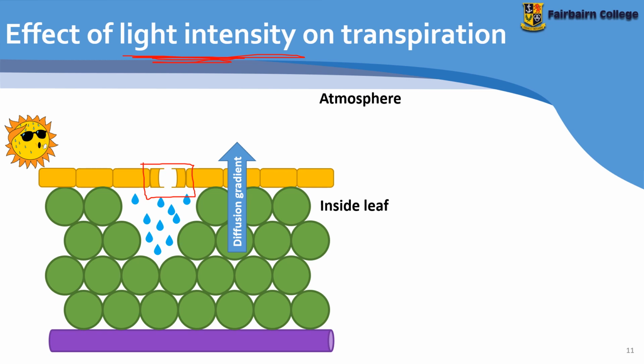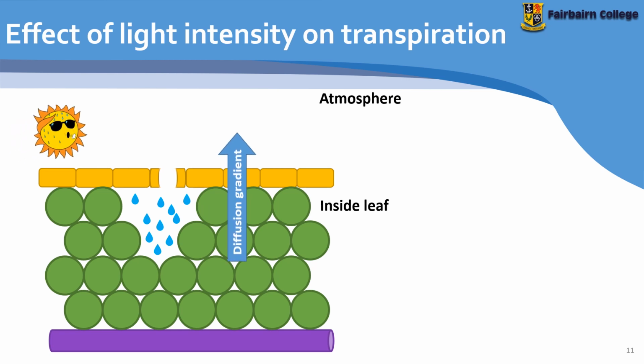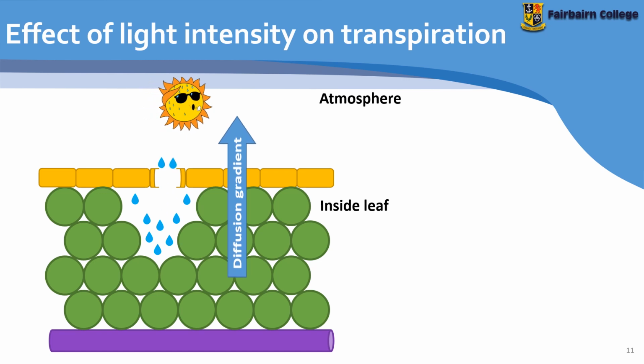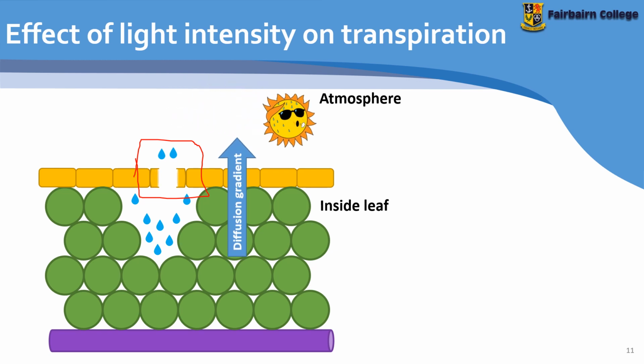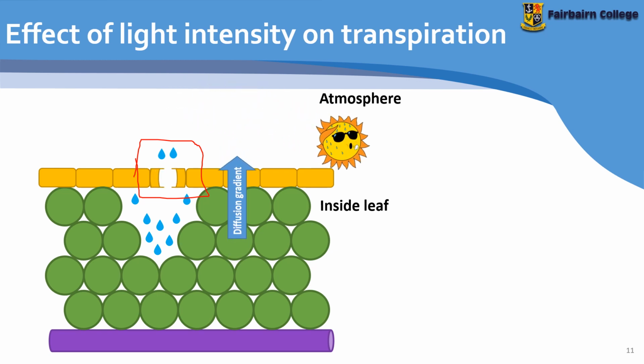So the water can only escape when the stomata are open during the day. So light intensity is going to have a major effect on the rate of transpiration. So as the sun comes up and the light intensity increases, the stomata open wider. And when the stomata are wider, it allows more water to escape at a certain point. But then as the sun goes down again, the stomata are going to close and less water will be able to get out. And the diffusion gradient is going to decrease again. So let's quickly look at the graph for that.